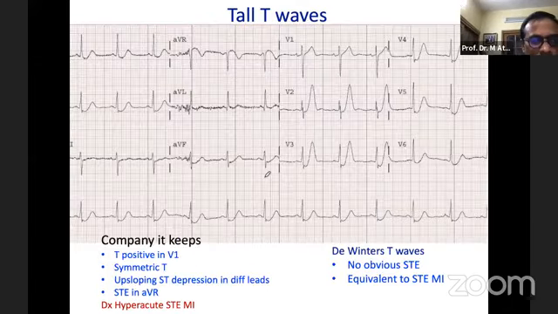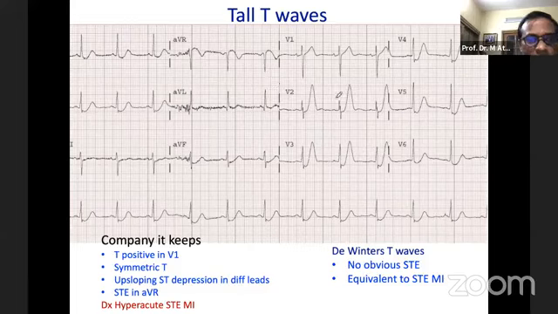This is another example of a tall peaked T wave. You can see the T wave is tall in the mid precordial leads, particularly from V2 to V5. The T waves are tall, the tip is a little rounded, and the base is a little wider. So this is definitely a tall peaked T wave. But what is the cause? Hyperkalemia or hyperacute ischemia?